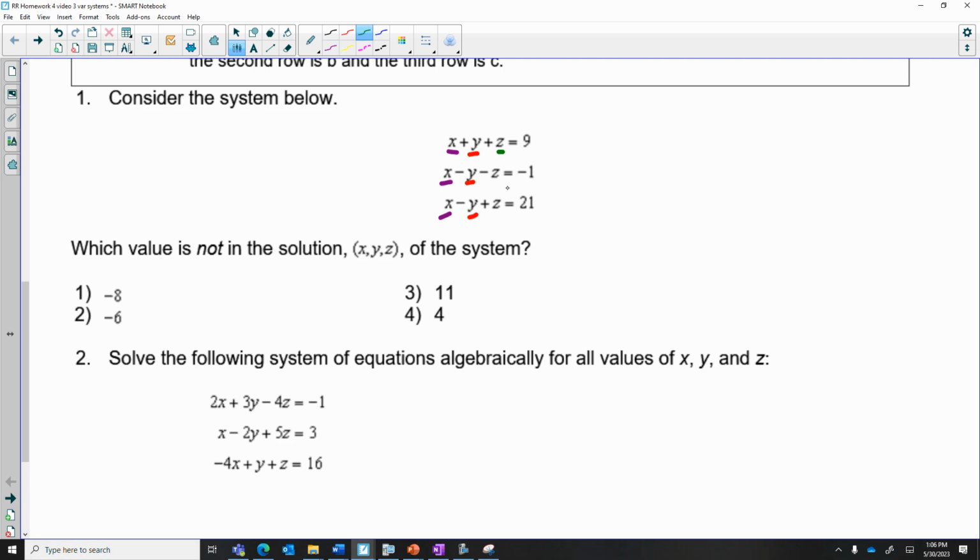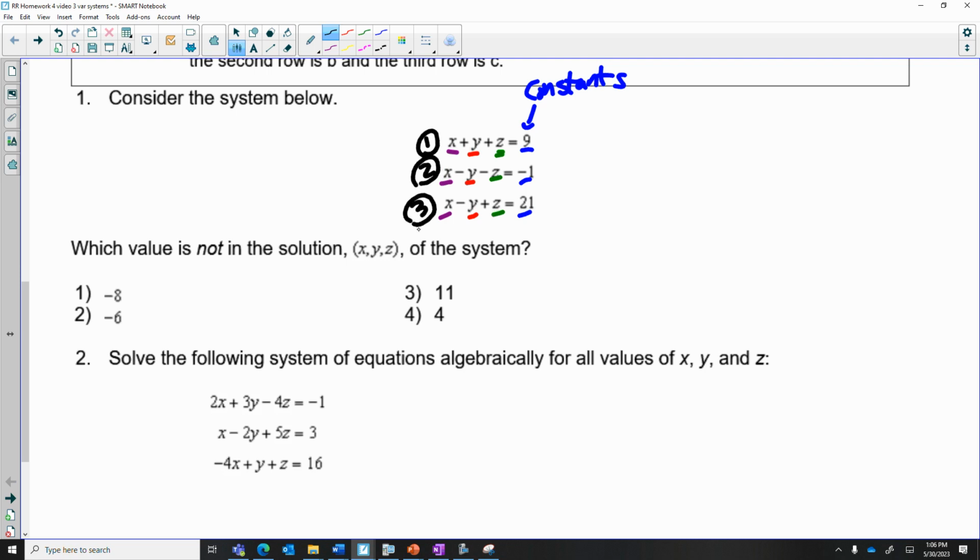And then on the other side of the equal sign, we have what we call constants. And these are the ones that are on the right side of the equal sign. Okay, so this is nice. We don't have to do anything. We're good to go. So I'm going to label my rows 1, 2, and 3.